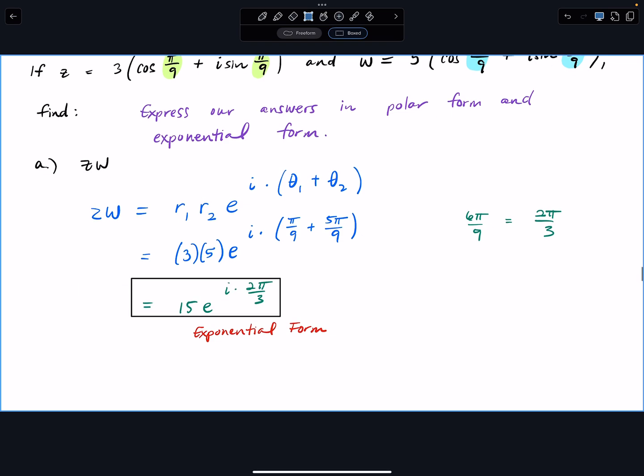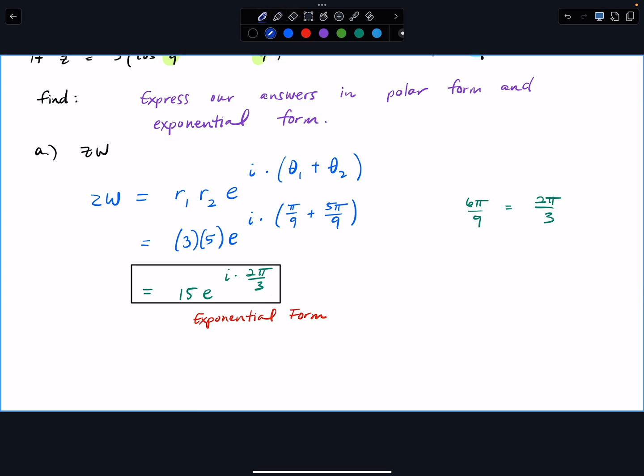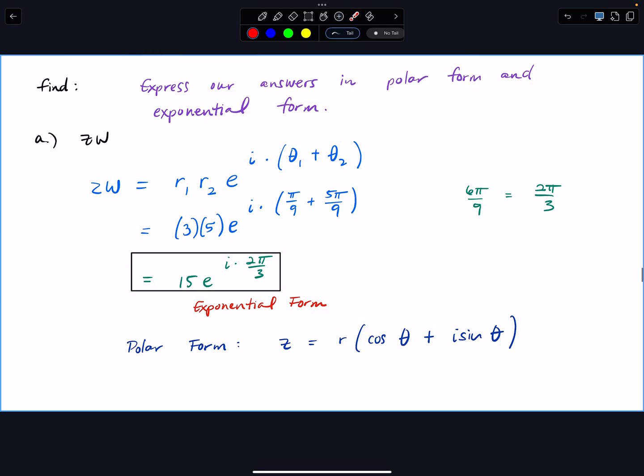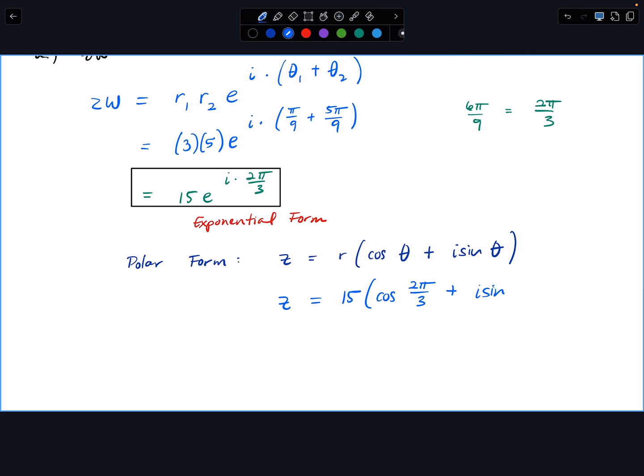Okay, now if I want to write this in polar form, this is pretty easy. z is equal to R times cosine of theta plus i sine theta. So from this answer, guys, what's R? 15. And what's theta? 2 pi over 3. So you literally just plug it in. So z is equal to 15 times cosine of 2 pi over 3 plus i sine of 2 pi over 3. And that's it.